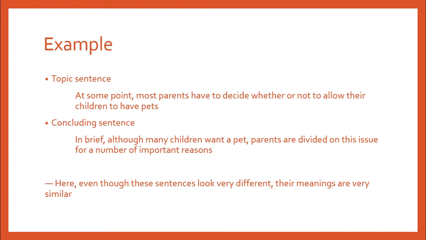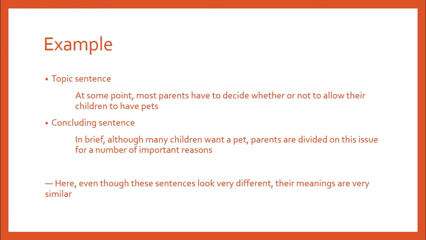Now, the two sentences here look very different from each other, but their meanings are very similar. So one introduces the idea, or gets us to ask the question when we say, "most parents have to decide whether or not to allow their children to have pets." You kind of expect that the paragraph will tell you why parents make the decisions they do. And then in the concluding sentence, it states parents are divided, right?